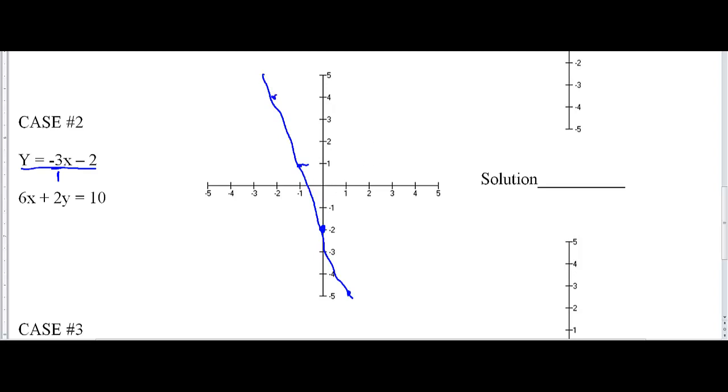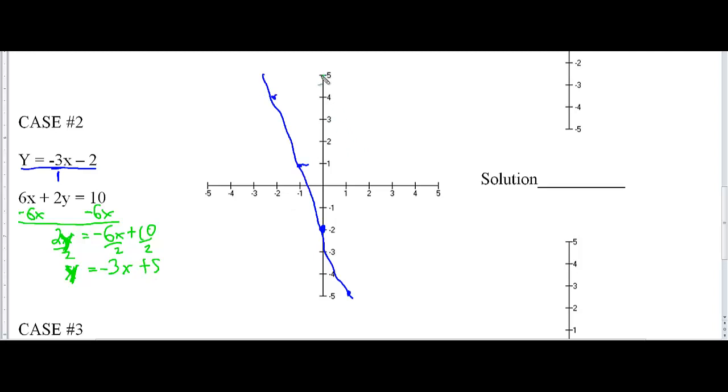Now just for kicks, instead of using the intercept method here, I'm going to use the slope-intercept method. So instead of making a table, I'm going to solve by moving my 6x to the right. So 2y is equal to negative 6x plus 10. And then we divide everything by 2. Sorry, that shouldn't be an x, that should be a y. y is equal to negative 3x plus 5, because negative 6 divided by 2 is negative 3.